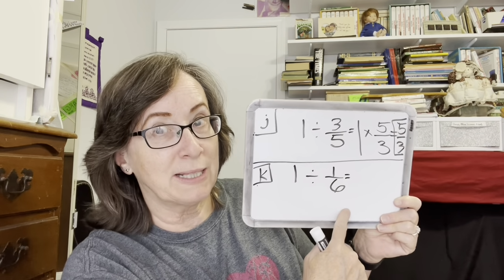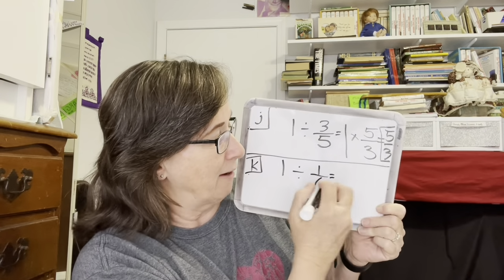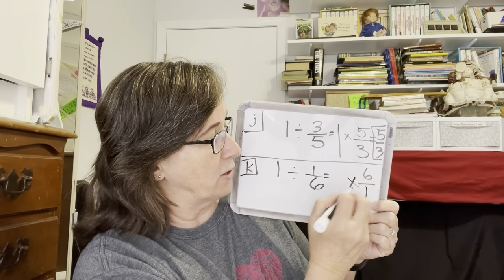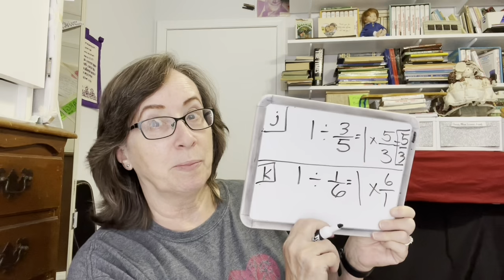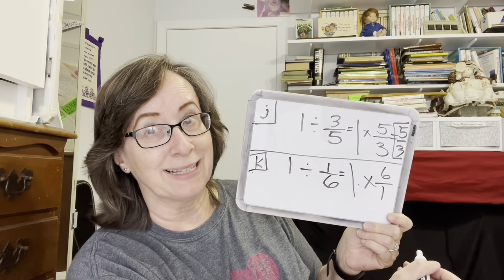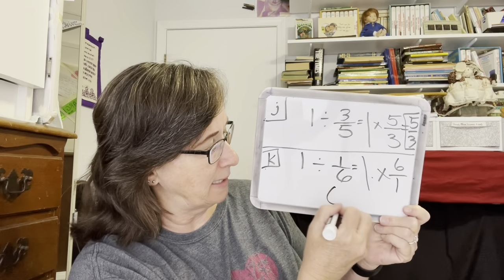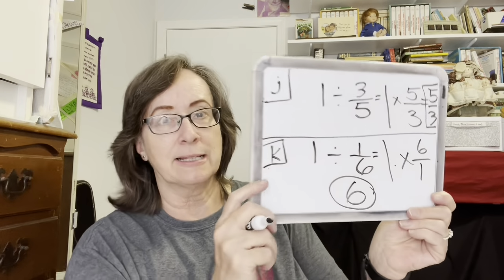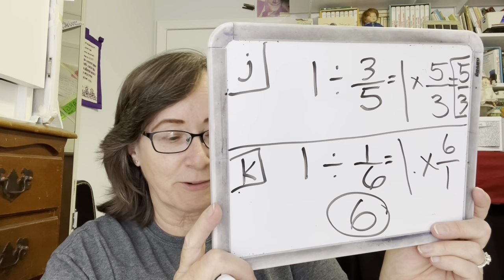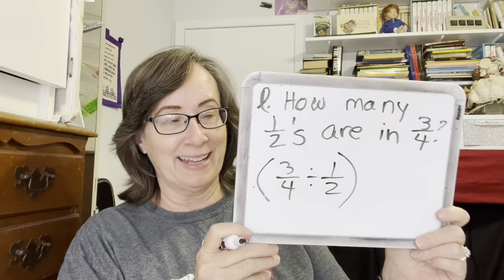1 divided by 1/6. Well, I flip the 1/6 over to get 6 over 1. Change the division to times and put the 1 in there. 1 times 6 over 1 is 6. 1 times 6 is 6. The answer is 6. Okay, so we're on L now.